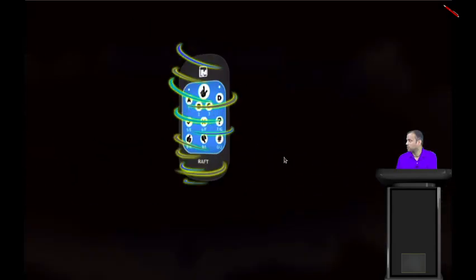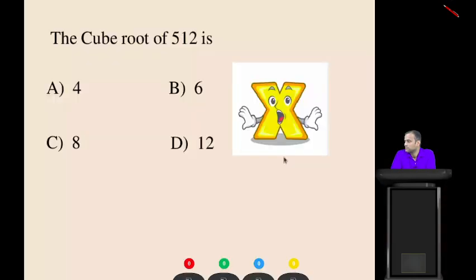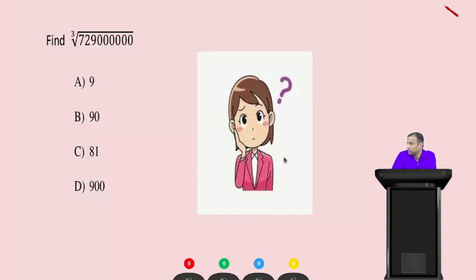Okay, now another question. Okay, so find the cube root of this huge number, and your time starts now. Okay, give the answer. You can use the prime factorization method.